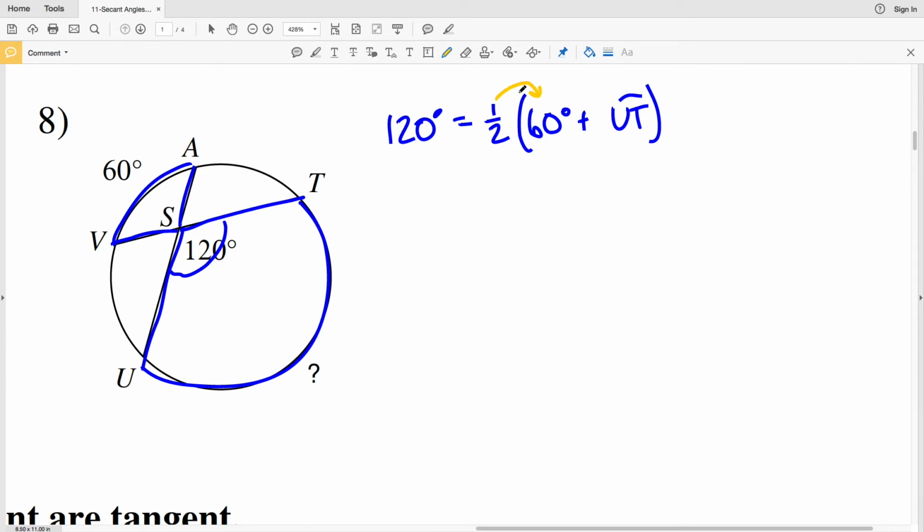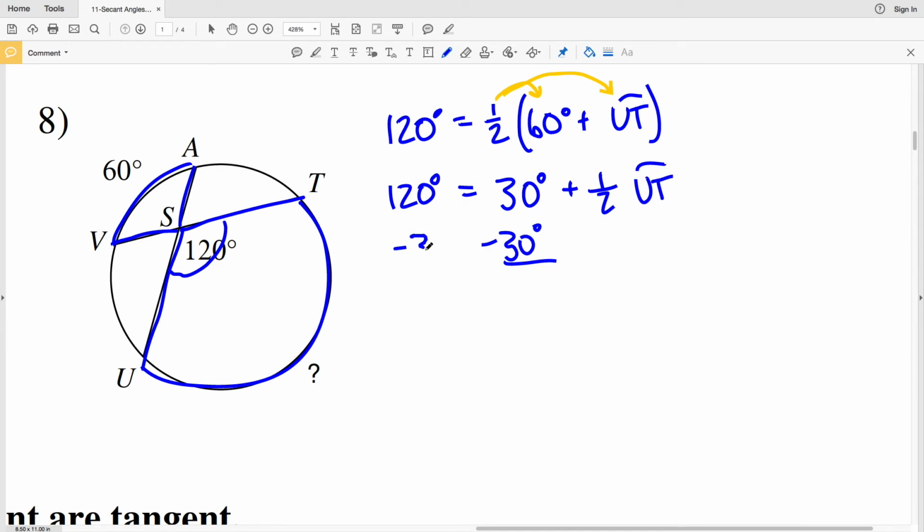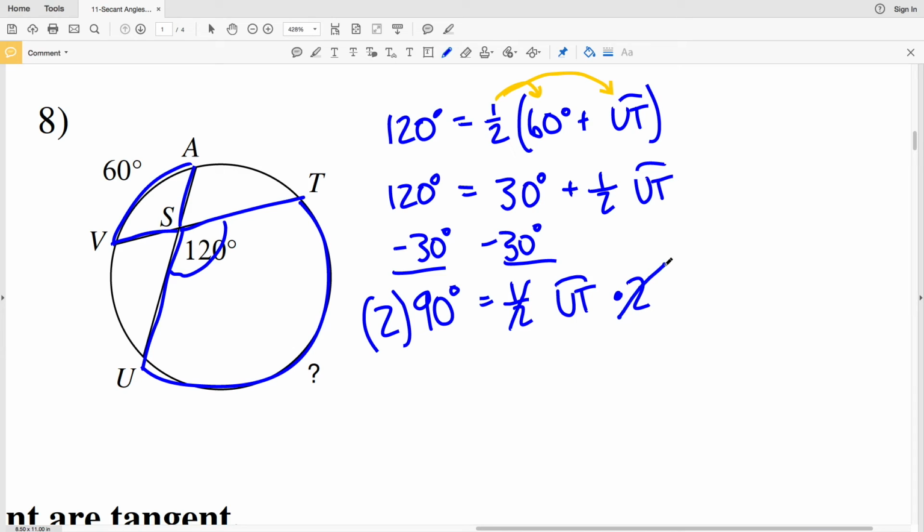This time I'll distribute the 1/2, just to show you that there's more than one way to solve an equation. So we'll have 120 degrees equal to 30 degrees plus half of arc UT. I'll subtract 30 degrees from both sides to get that 90 degrees is equal to half of arc UT. My last step is to multiply both sides by 2. 1/2 times 2 is 1, so we'll be left with the measure of arc UT equal to 2 times 90, which is 180 degrees.